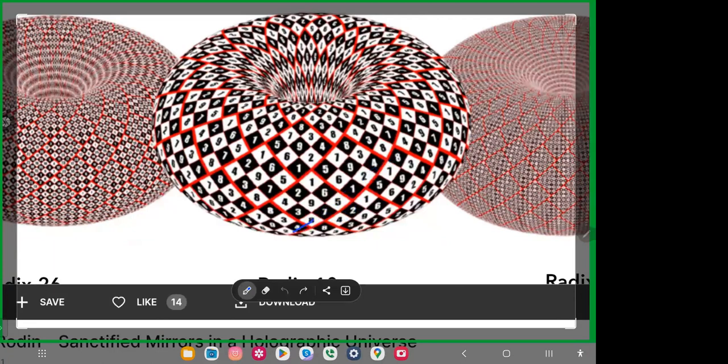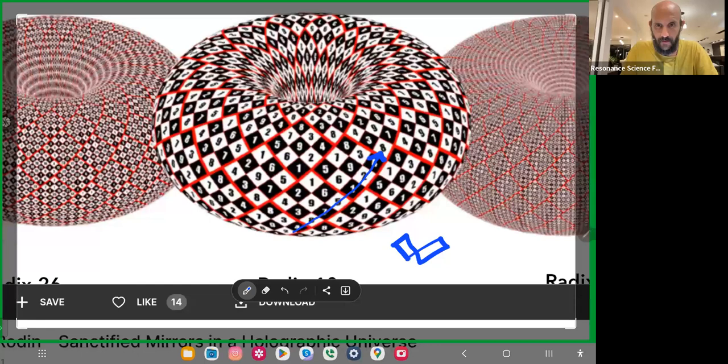Here we have 1, 2, 4, 8, 7, 5. We have that infinity circuit, and it's going up to the right.